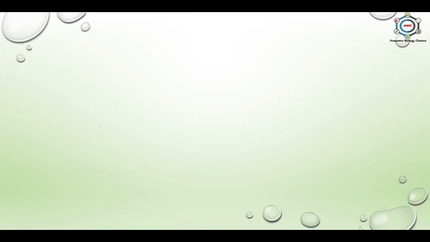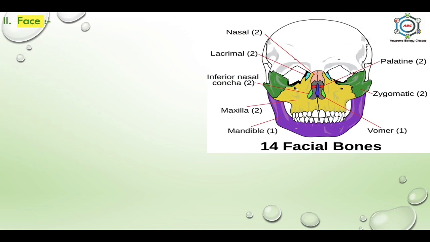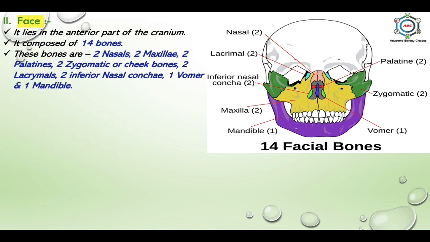After that, the second part, and this is the face. You can see the facial bones. Face lies in the anterior part of the cranium and it is composed of 14 bones. These bones are 2 nasals, 2 maxillae, 2 palatines, 2 zygomatic or cheekbones, 2 lacrimals, 2 inferior nasal conchae, 1 vomer and 1 mandible, in which the palatines, lacrimals, inferior nasal conchae and vomer are not visible from the outer surface. Mandible is responsible for mastication and speech.